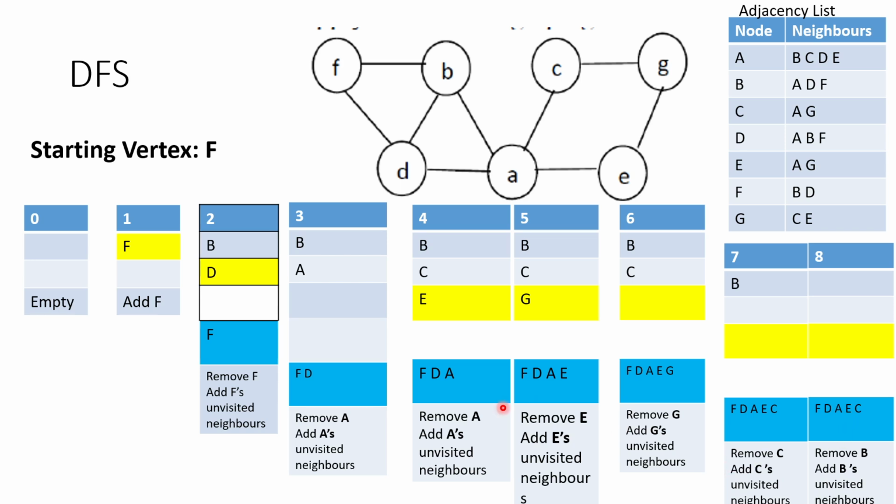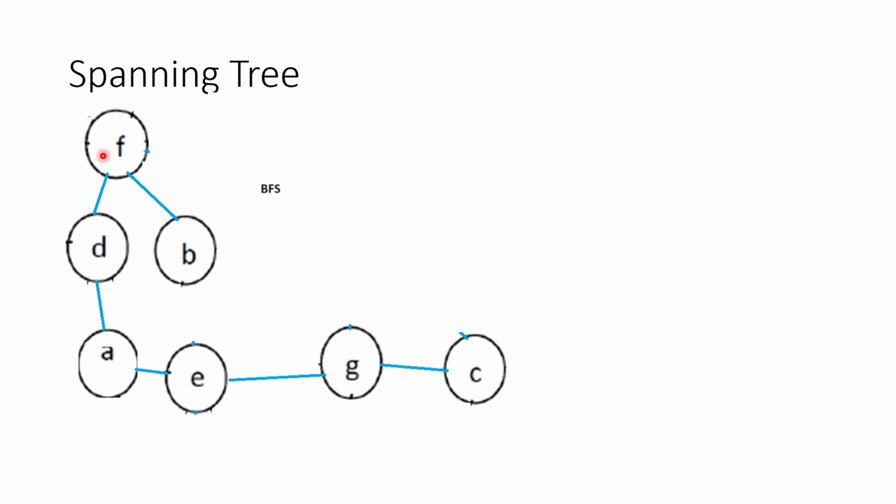We are starting from F, F to D, D to A, A to E, E to G, G to C. B is reachable only through F. This is the spanning tree for DFS.